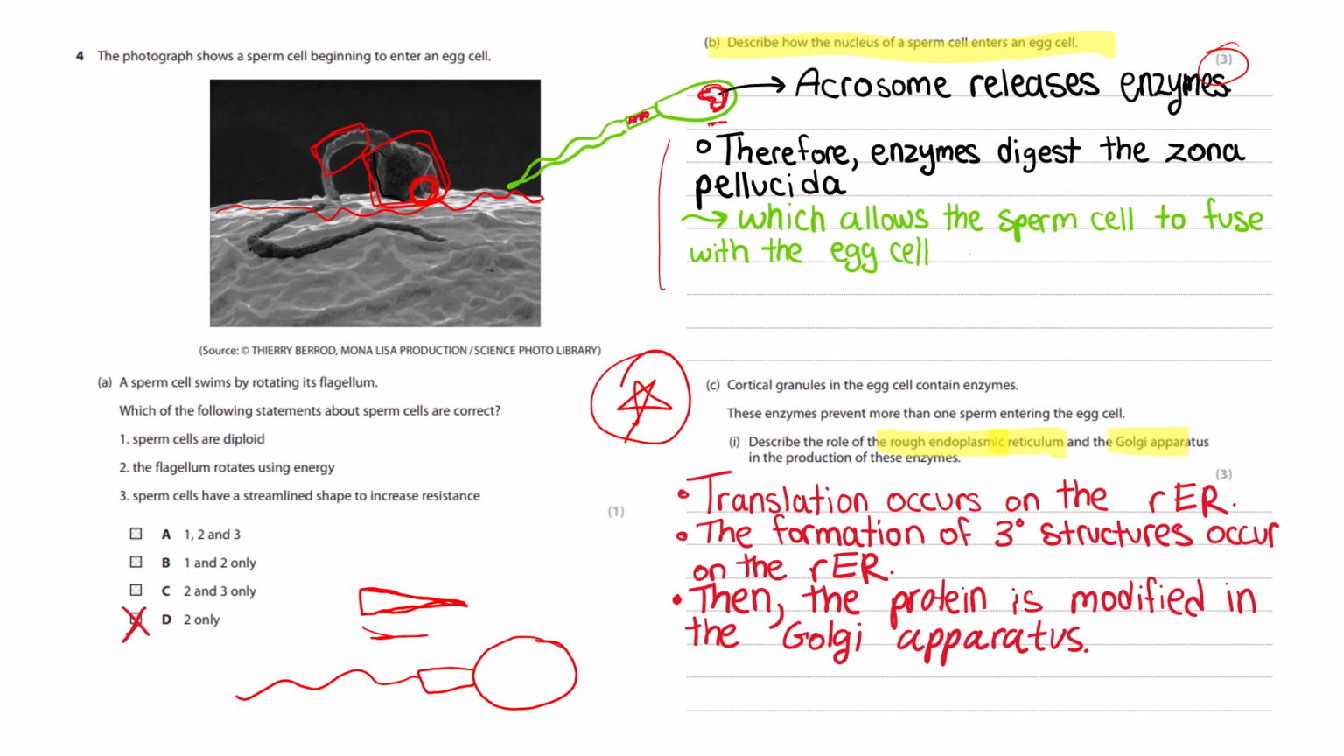So describe the role of the rough endoplasmic reticulum and the Golgi apparatus in the production of these enzymes. Okay, so first of all, translation is going to occur on the rough endoplasmic reticulum, because the rough endoplasmic reticulum contains ribosomes. These ribosomes are needed for polypeptide synthesis. The formation of tertiary structures also occurs on the rough endoplasmic reticulum. Remember that proteins are going to have different structures. We have the primary, the secondary, the tertiary, and the quaternary. Then the protein is going to be modified in the Golgi apparatus.